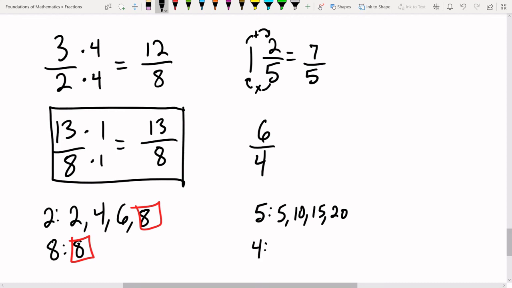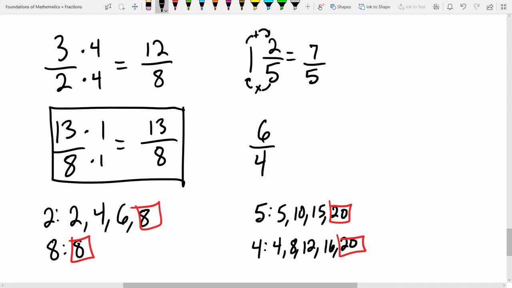Let's just look at 4 real quick. 4 times 1 is 4, times 2 is 8, times 3 is 12, times 4 is 16, and 4 times 5 is 20. And you see 20 is in both of them, so we know 20 is going to be our least common denominator. If you're ever not sure what the least common denominator is, you can always find a common denominator by multiplying the two denominators together. It may not be the least common denominator, but it will get you somewhere that you can work with.